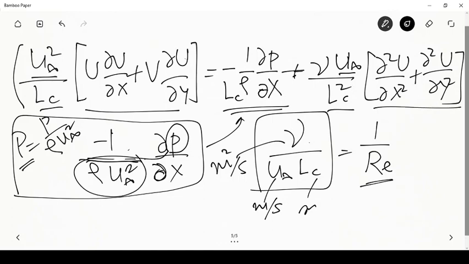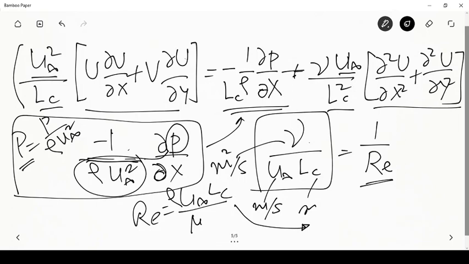So what is this? Re is nothing but rho u infinity Lc divided by mu, and there will be a rho here because this mu is a mu by rho. So we talked about the Reynolds number in the previous class, talking about laminar and turbulent flows. We'll go a little bit into more detail in the present class.